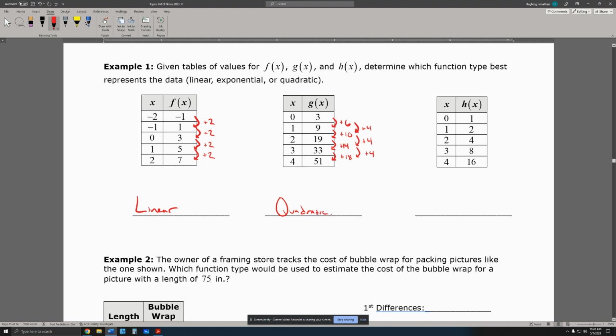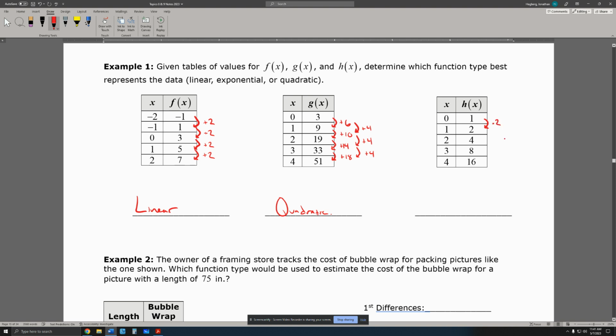Finally, for h of x, I notice that, looking at these, to get from 1 to 2, we add 1, then we add 2, and then we add 4, and then we add 8. So the first difference is not the same, and we would find that the second difference is also not the same. So we have to check, is it a common ratio? If I take any successive terms, do we multiply by the same amount?